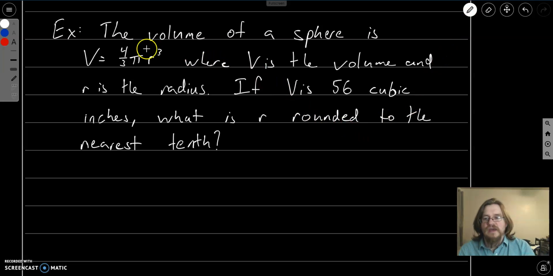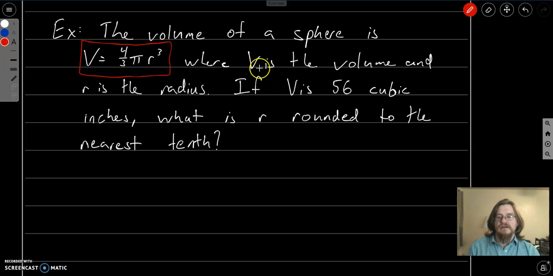So here we have the equation for the volume of a sphere, which is given by this. V is equal to 4/3 times pi times r cubed. And V is going to be the volume of the sphere that we're looking at, and r is going to be the radius of the sphere, the distance from the center to the outside.